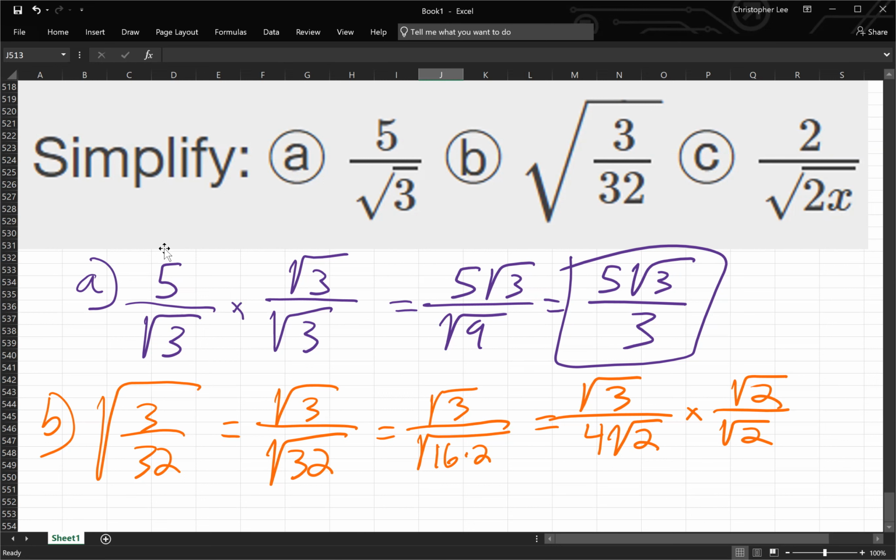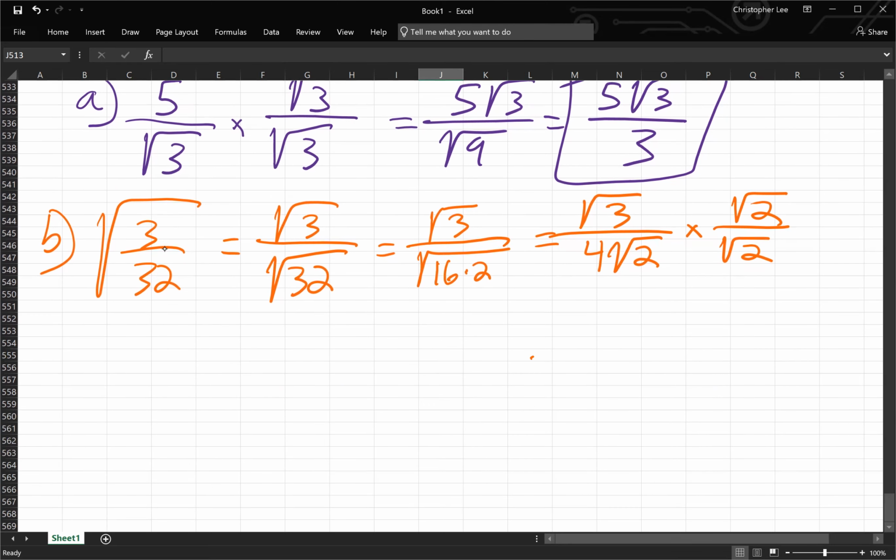So what's square root 3 times square root 2? Exactly. So it's going to be square root 6 over what's square root 2 times square root 2? So this is gonna be four, what? Square root of 4. Good.